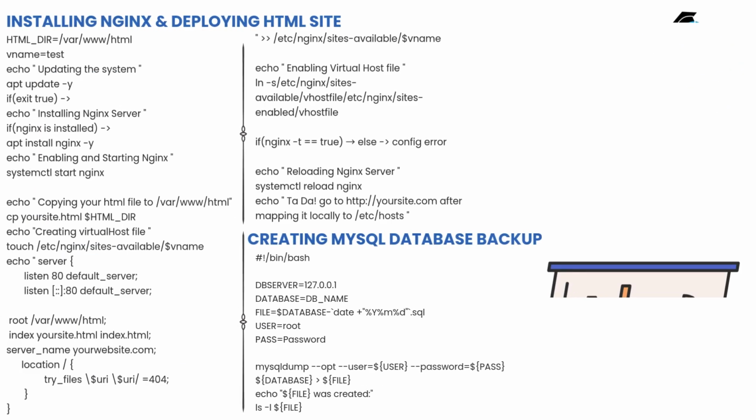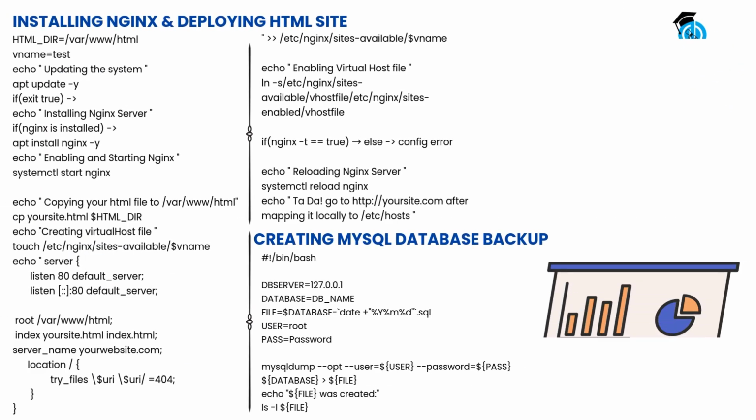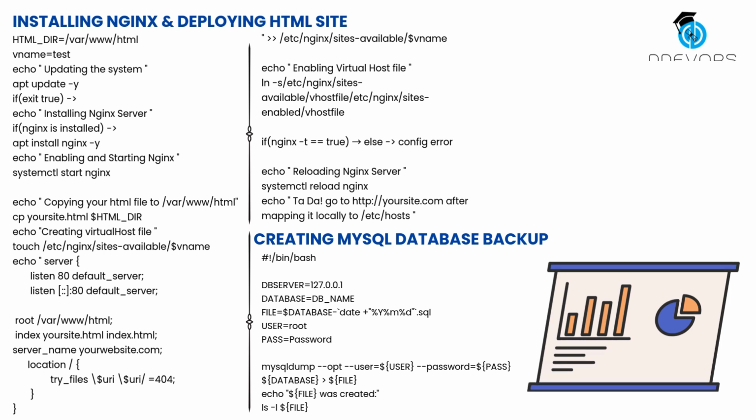Let's walk through two essential DevOps tasks. First, deploying an HTML site with NGINX. We update the system, install NGINX, copy our HTML file, configure a virtual host, and reload the server. Second, backing up a MySQL database. We use mysqldump to export the database into a timestamped SQL file. These scripts automate deployment and data protection, core skills for any DevOps engineer.